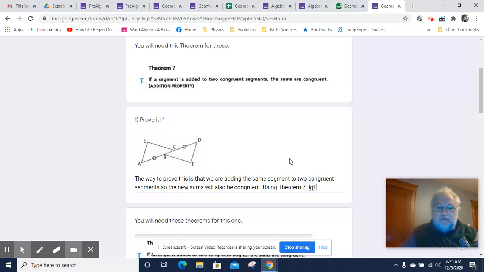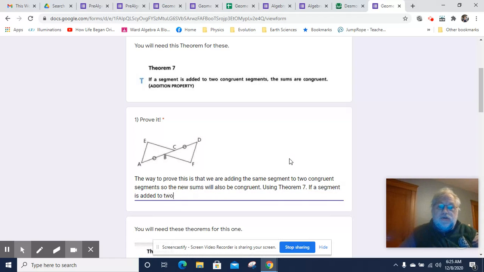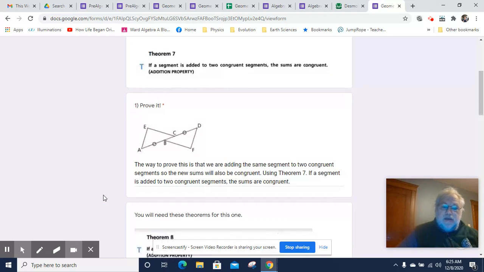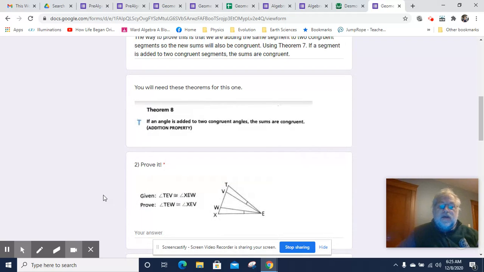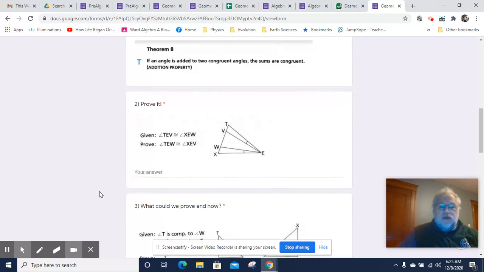Okay, so if I have to type with my cold fingers, a segment is added to two congruent segments, the sums are congruent. And that's what we're doing. We're adding a segment to two congruent segments. I need to go back and fix the wording on that one, but this one is all set.